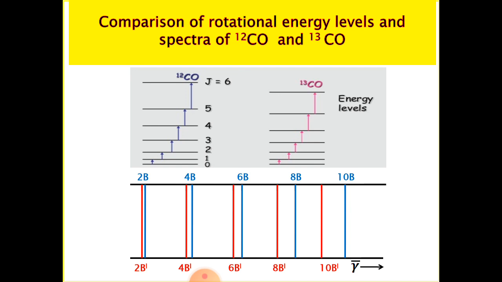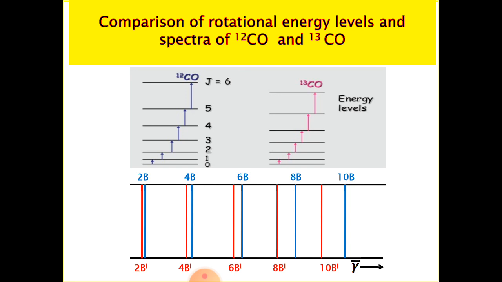This is the comparison of rotational energy levels and rotational spectra of C12O and C13O molecule. The first one is the energy levels diagram. Here there are two energy levels diagrams. First one is for C12O and second one is for C13O. Here the energy levels are lowered in C13O because mass increases in C13O, so B decreases, which is inversely proportional to I, hence energy levels are lower.